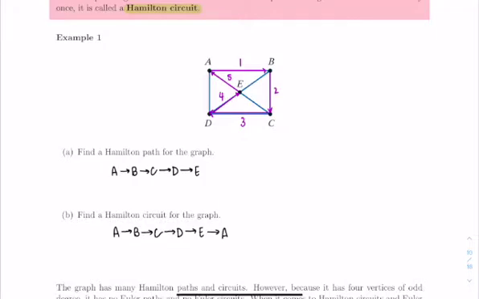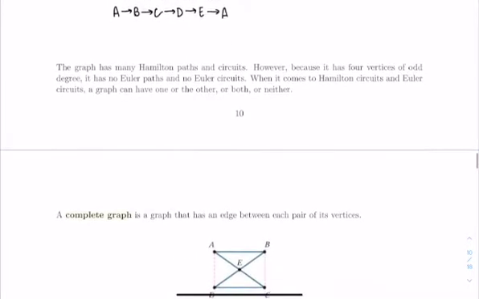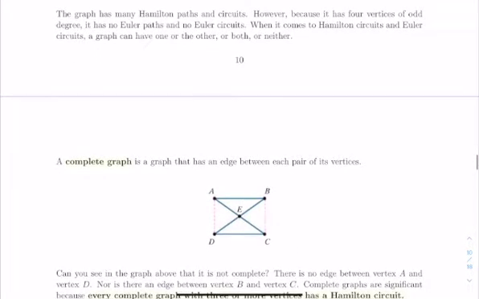However, because it has 4 vertices of odd degree, it has no Euler paths and no Euler circuits. When it comes to Hamilton circuits and Euler circuits, a graph can have one or the other, or both, or neither. So they aren't related. If it's Hamilton, that doesn't mean it can't be an Euler. If it's Euler, then it can still be a Hamilton, or it can be neither. There's no relationship between the two.